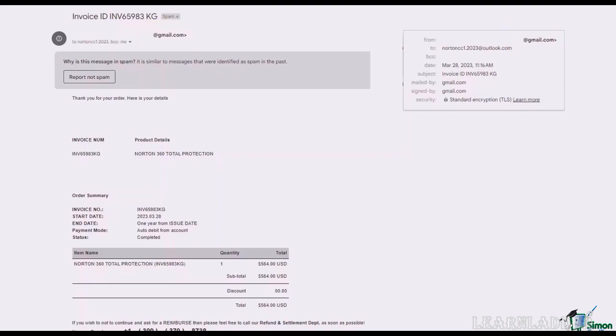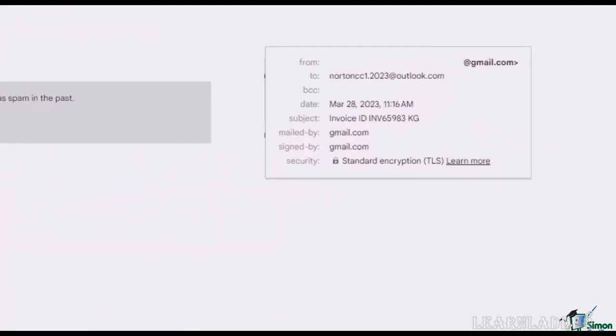Also, if we look at the To address on the right, we'll see it's nortoncc1.2023@outlook.com. Again, Outlook is not a corporate email. Just because it used Norton in the name doesn't mean anything. We're seeing something that implies it's phishing.